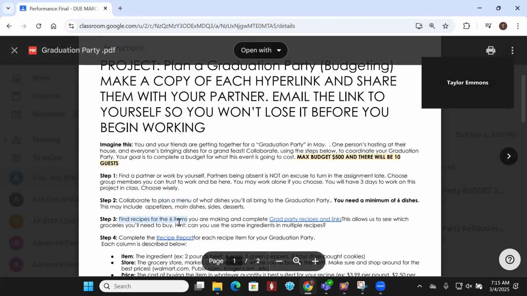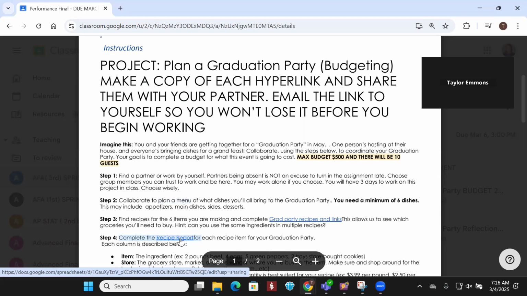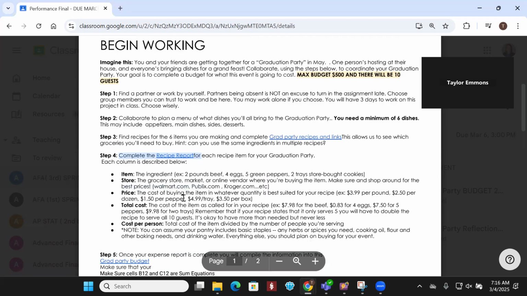So you're gonna find recipes and you're gonna put it on this document. Okay, then you're going to complete the recipe report, which is gonna be on this document. All of these are spreadsheets. Okay, so you're just gonna fill in the information as you go along. So for this recipe report, you're gonna include the item, where you would buy it from, the price, the total cost, and the cost per person.